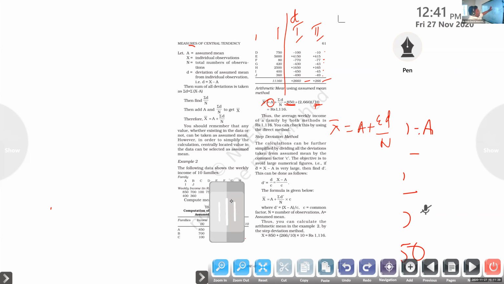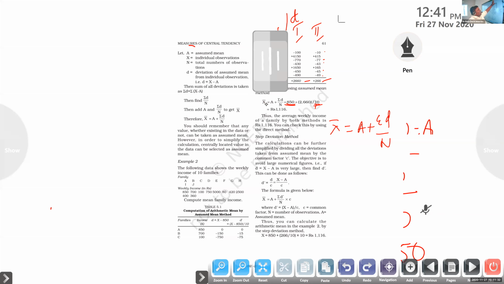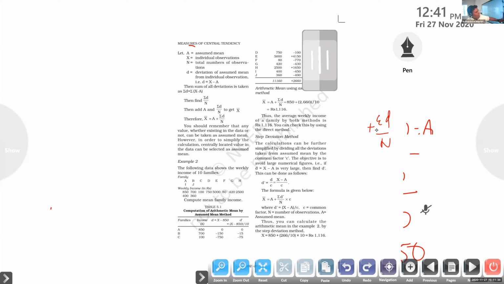Okay, so a simple method, we converted that into a complicated one, right? Because the number of data is high or the values are high, we are using this method.